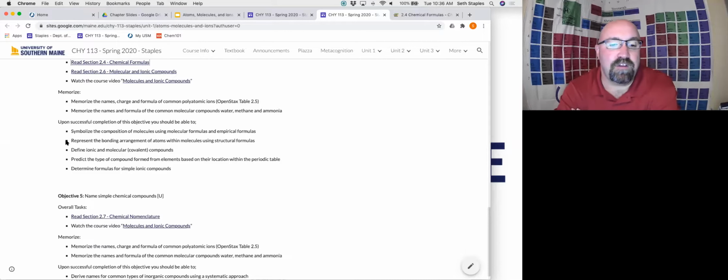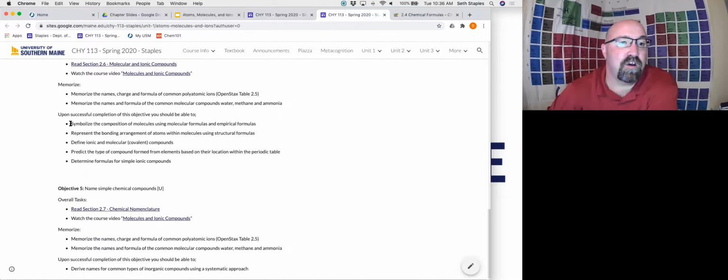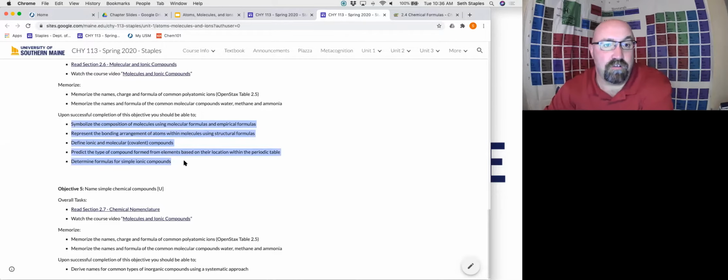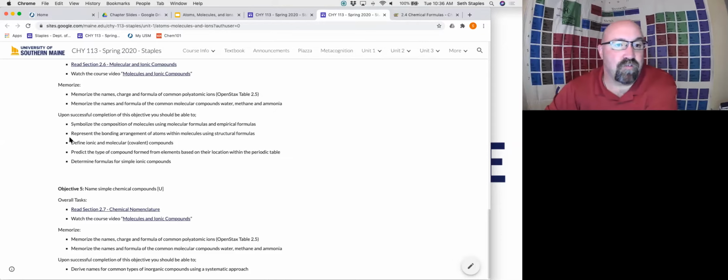So as you're getting ready to prepare for our first test in a couple of weeks, you should be focusing in on these things here under each objective. See if you can symbolize the composition of molecules using molecular and empirical formulas. Make sure that you know what empirical and molecular formulas are, some examples, how we derive them. Make sure that you can derive ionic and molecular compounds or define them. What are they? Determining formulas.